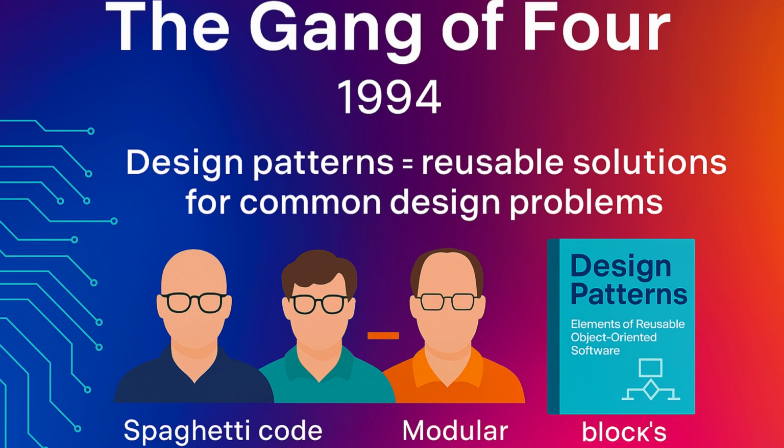The Gang of Four. Back in 1994, four brilliant minds, Erich Gamma, Richard Helm, Ralph Johnson, and John Vlissides, published Design Patterns: Elements of Reusable Object-Oriented Software. It became the Bible for object-oriented programming design patterns, and they're often called the Gang of Four, or GoF for short. This book documents 23 design patterns grouped into 3 categories, and that's our roadmap for this series.